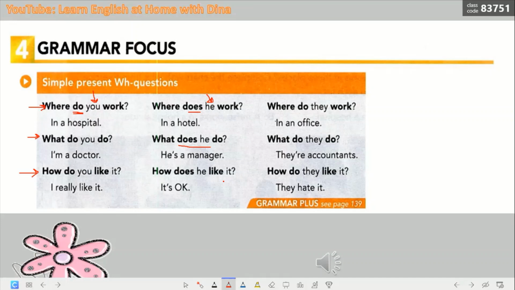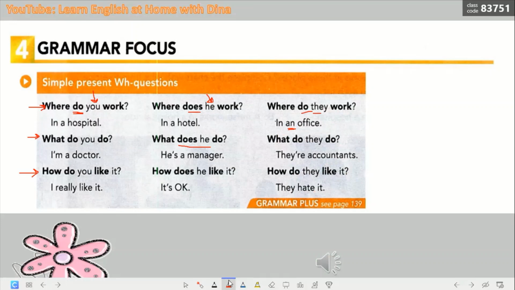Okay, when we move on to the next part, where do they work؟ they يبقى طبعا do. where do they work؟ in an office. ملاحظين an شرحناها في أول وحدة. what do they do؟ they're accountants. محاسبين. how do they like it؟ How do they like it? They hate it. بيكرهوها.